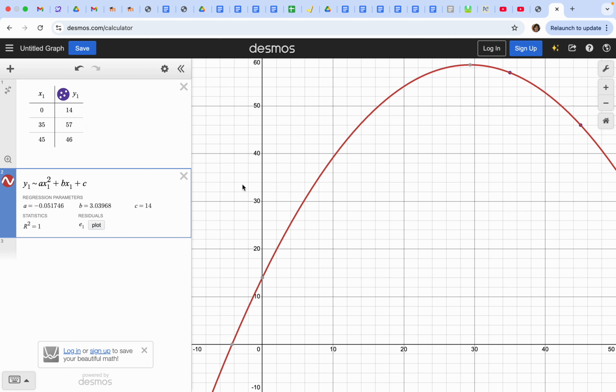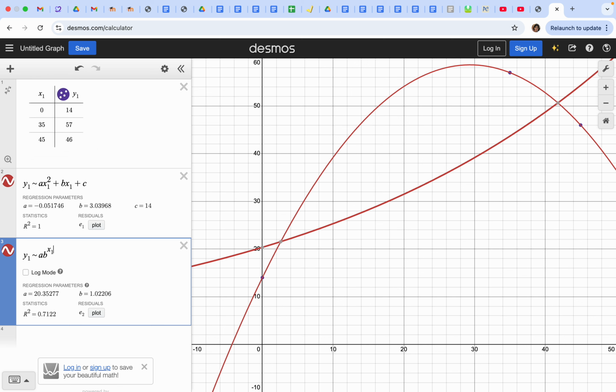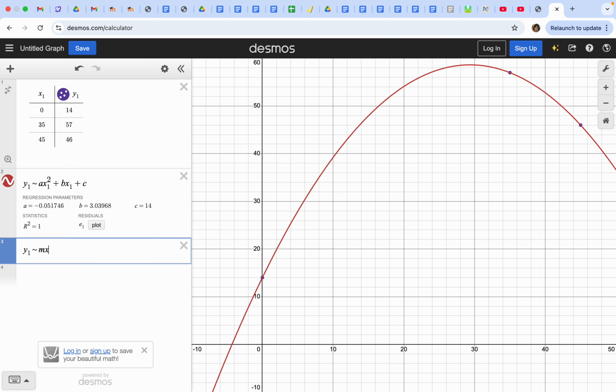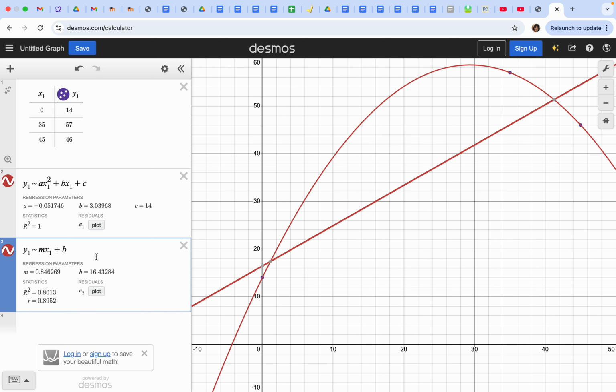If I didn't know what kind of model it was, I could play around to see what goes through the data best. When r squared is 1, it's perfect. The data fits perfectly through it. If I was trying to see whether it's exponential, is y1 like a, b raised to the x1? I wanted to see what happens. It tries to run the data through, but r squared is not closer to 1. Or if I wanted to see, does it fit a linear equation? You need to put a 1 there, and no.